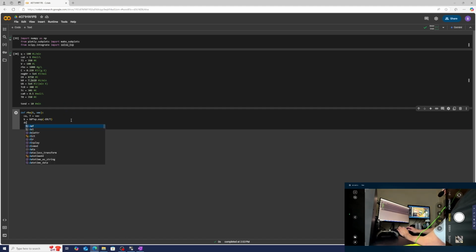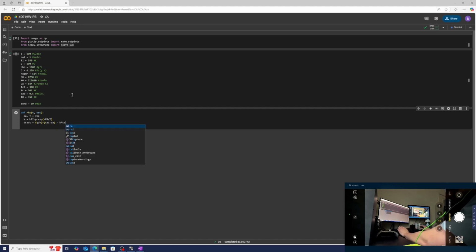And the next thing, our change in concentration with respect to time, will be equal to our flow rate divided by our volume, times our initial concentration, CAI, minus our current concentration, CA. And then from this, we will subtract our K, which we just calculated, times the concentration, which is representative of the concentration of A that is reacting.